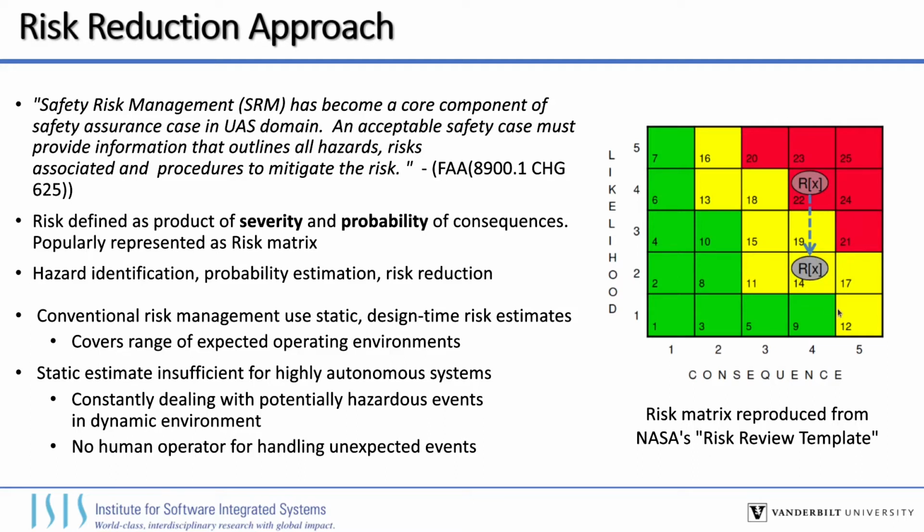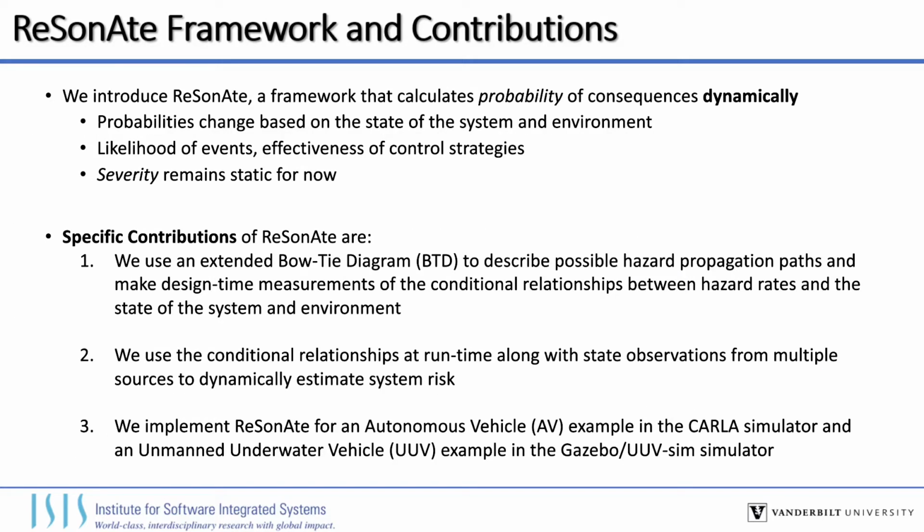So the conventional techniques for this use static design time estimates, which cover the range of expected operating environments for the system. However, that's not necessarily sufficient for highly autonomous systems where you're constantly dealing with potentially hazardous events in highly dynamic environments. So to address that, we introduced Resonate, which is a framework that calculates the probability of consequences dynamically.